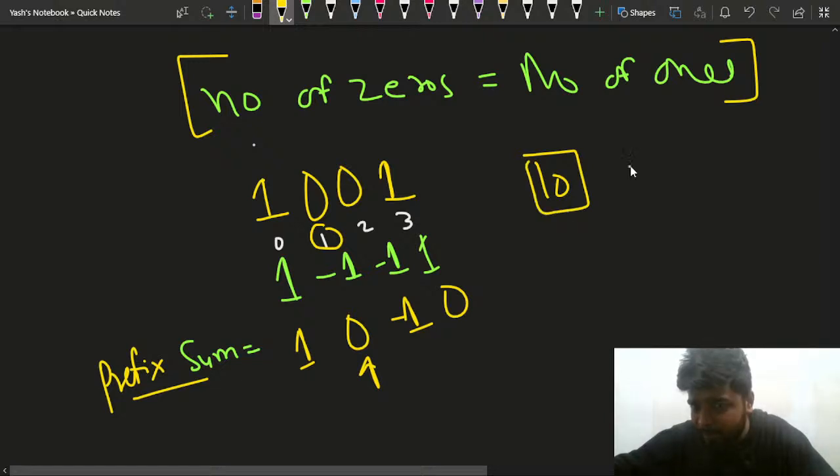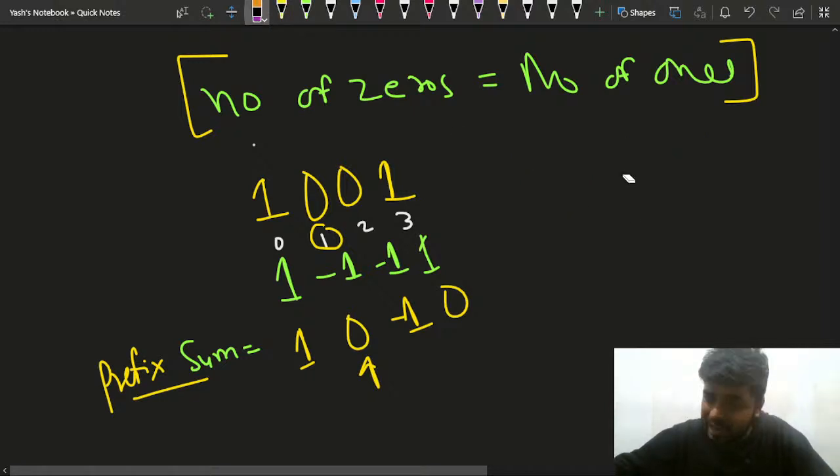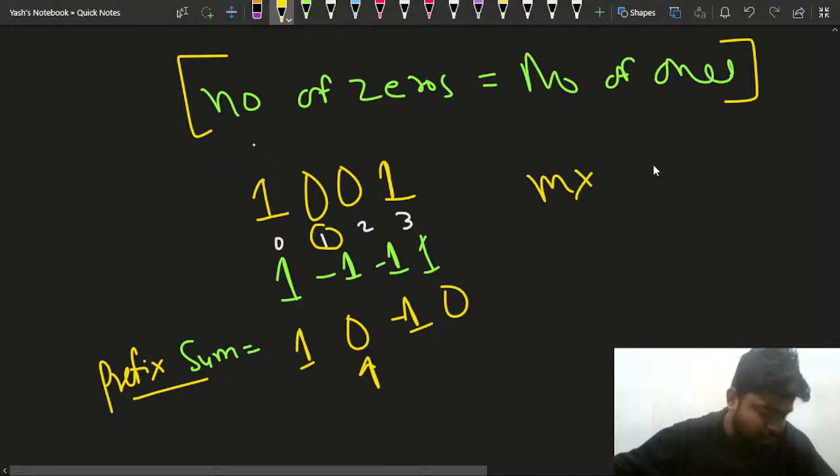So here the length would have been I plus 1, right? So this could have been my length. If I plus 1 is my length and I is 1, the maximum could have been 2.